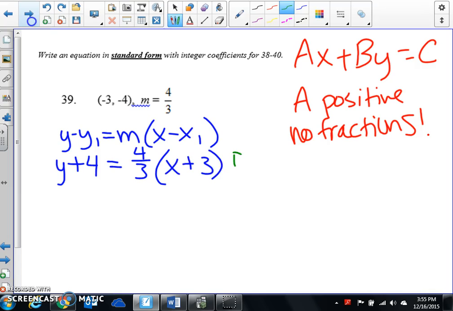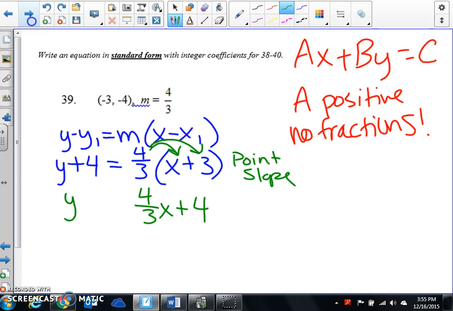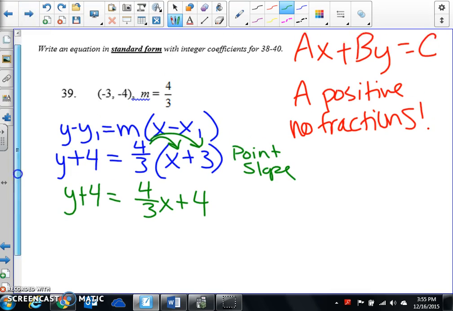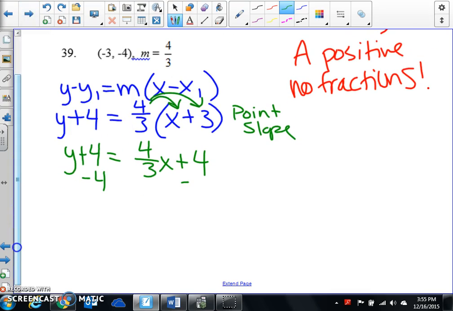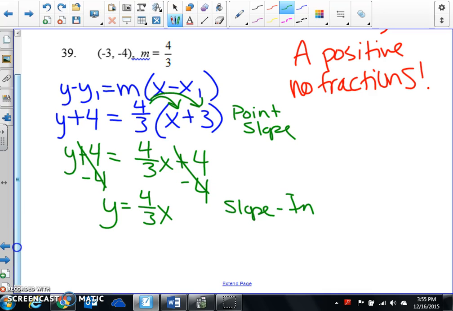Okay, so this is in point slope. I want it in standard, so I need to multiply out. So this is 4/3 x. 4 times 3 is 12, divided by 3 is positive 4. Subtract 4. Y equals 4/3 x plus 0, right? This is now slope intercept.